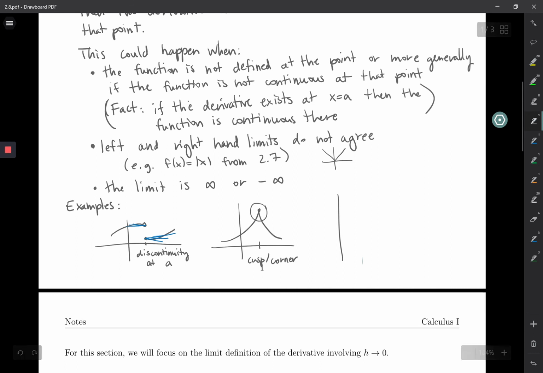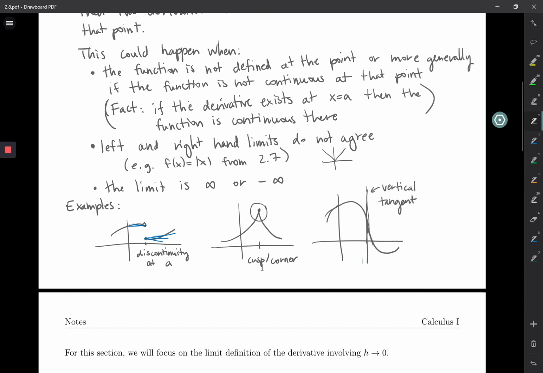And finally, if the limit is plus or minus infinity, what that means is that we have actually a vertical tangent. It's hard to draw really well, but basically the function gets so steep that the tangent is actually completely vertical. And in this case, the derivative does not exist at that point too, for the reason that I said before.